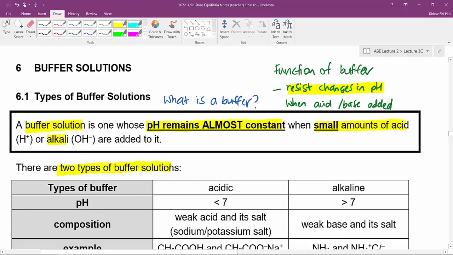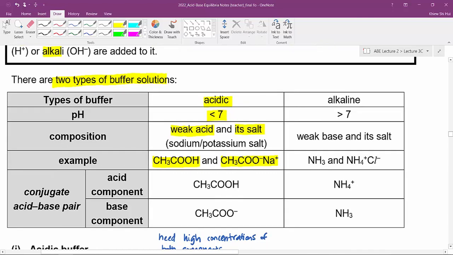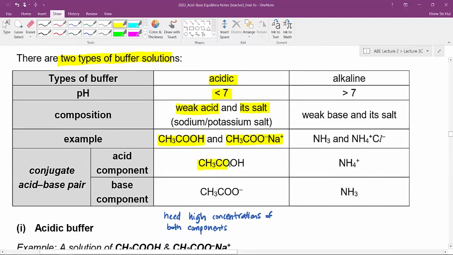There are two types of buffer solutions. The first one is an acidic buffer whose pH is less than 7. It is made up of a weak acid and its sodium or potassium salt. An example of an acidic buffer is that of ethanoic acid and CH3COO- Na+. CH3COOH forms the acid component of the buffer, and CH3COO- forms the base component of the buffer. In a buffer, you need high concentrations of both the acid and base component.